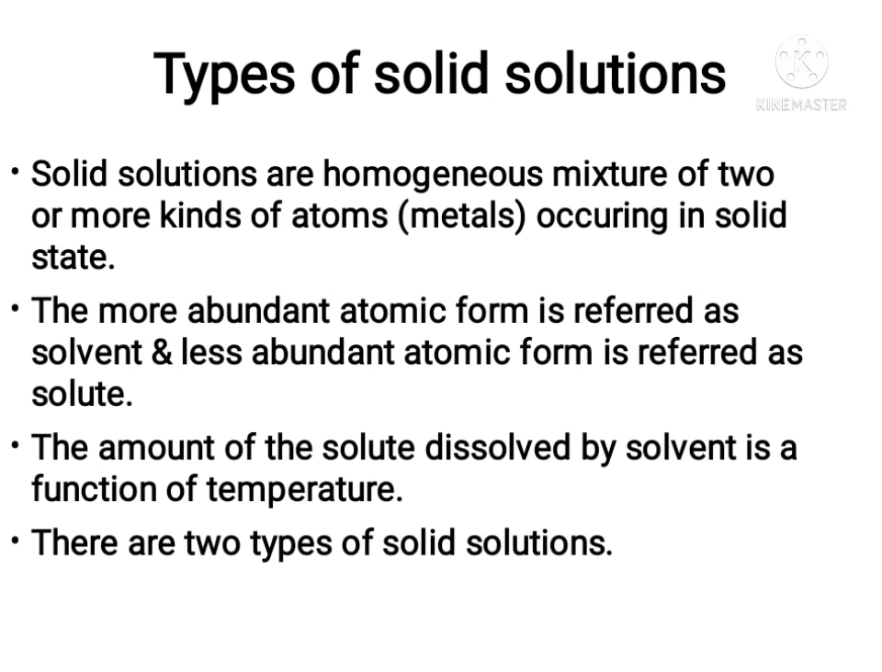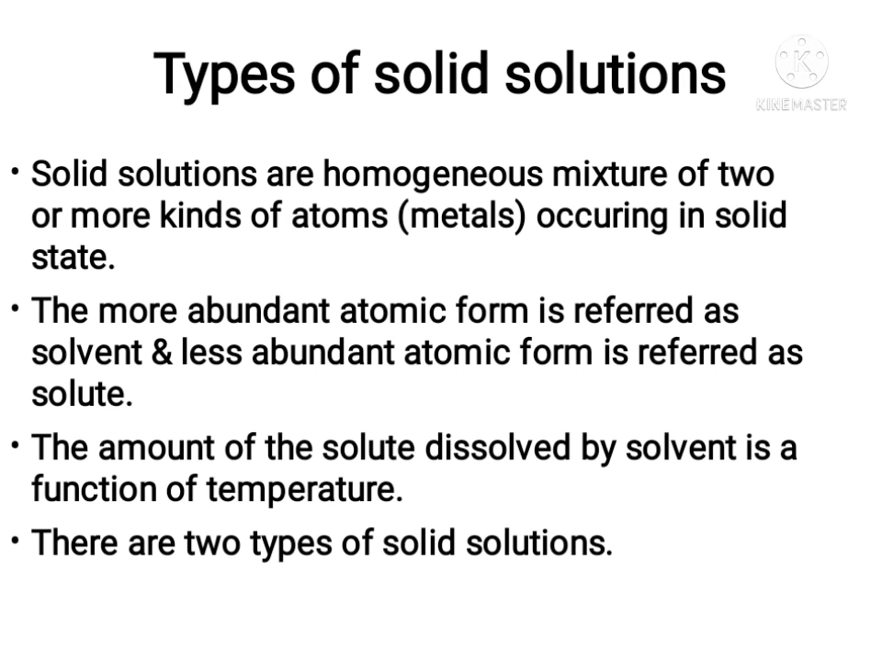Solid solutions are homogeneous mixtures of two or more kinds of atoms or metals occurring in the solid state. In a solid solution, there are two components. One is solvent and the other is solute. The more abundant atomic form is called the solvent and the less abundant atomic form is called the solute. The amount of solute dissolved by the solvent depends on temperature.